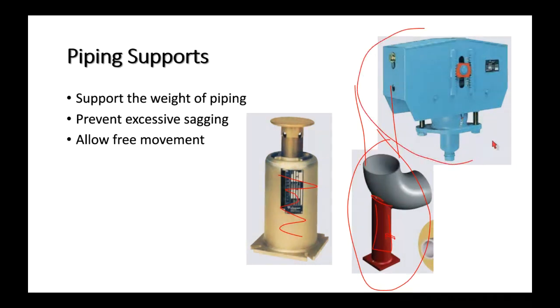And it's called a constant support hanger, and what it has is a spring and a lever mechanism, and the whole idea is that it always is designed to support a constant load. The main thing is we're trying to prevent the pipe from sagging, and also to allow a certain amount of free movement as it expands and contracts.